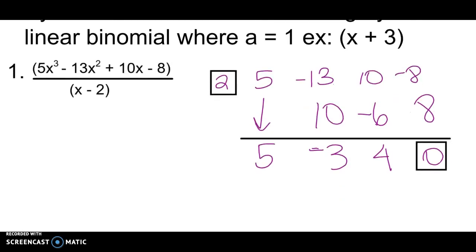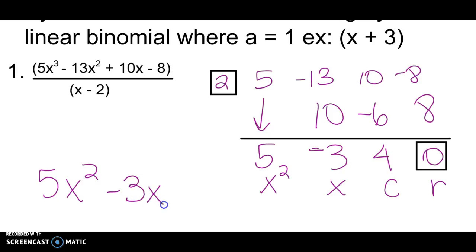So they're always going to give you this order. It goes remainder, constant, x, x squared. If you still had numbers, it would just go up by 1. x cubed, x fourth, and so on. So your final answer would be 5x squared minus 3x plus 4 with no remainder.